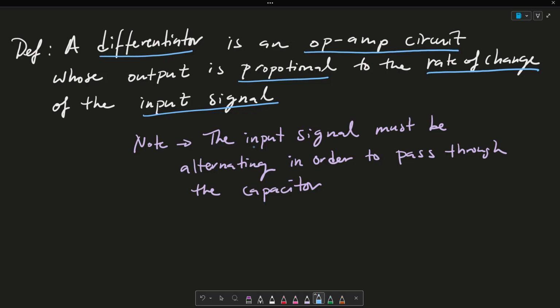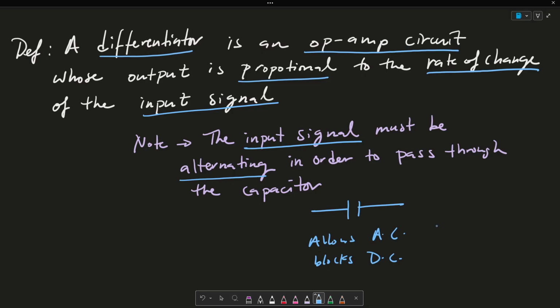Something to note is that the input signal must be alternating in order to pass through the capacitor. I made a video on this, so feel free to check that out. But a capacitor essentially allows AC, or alternating current, and it blocks DC, or direct current, right? And that's why we need a V in of t that's alternating with time.